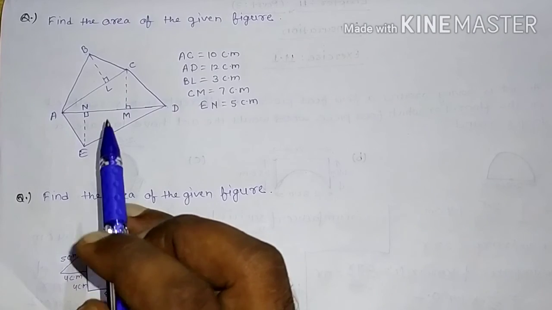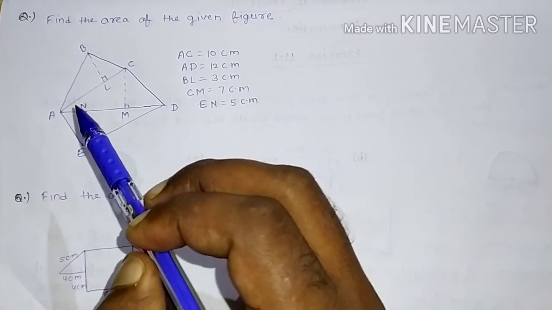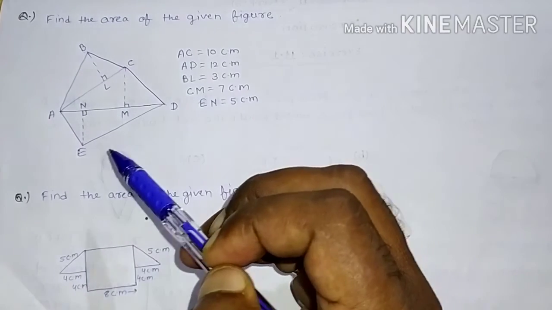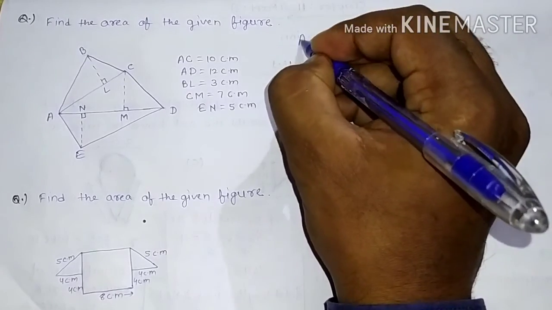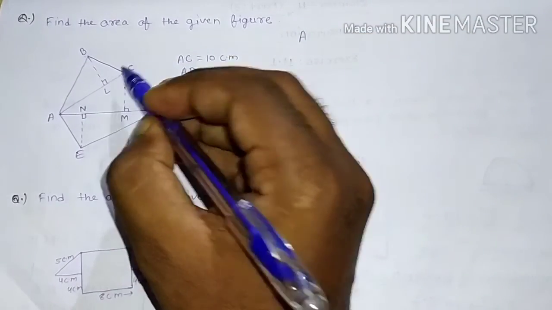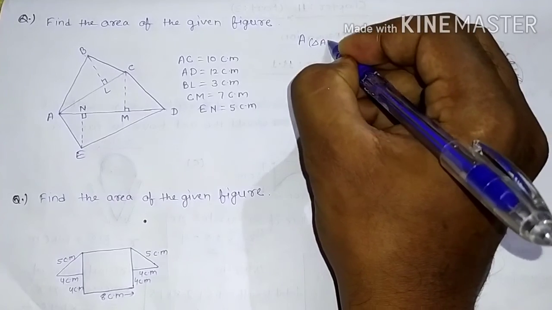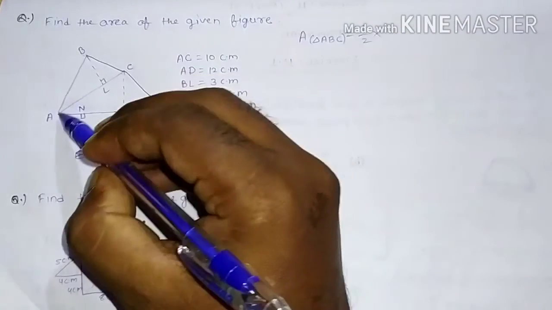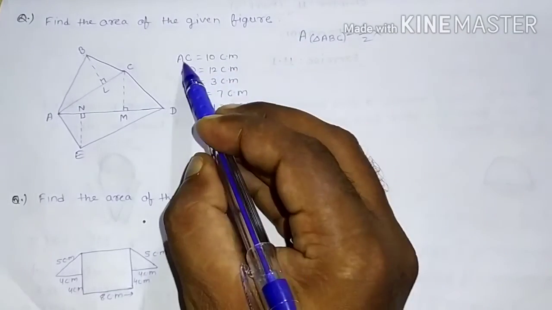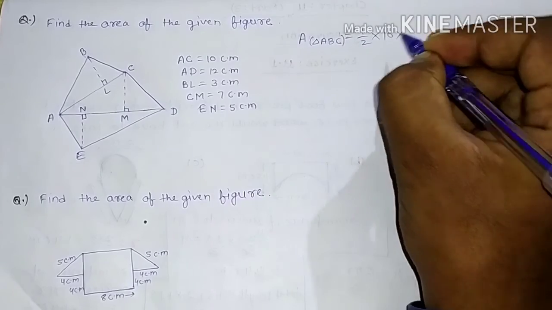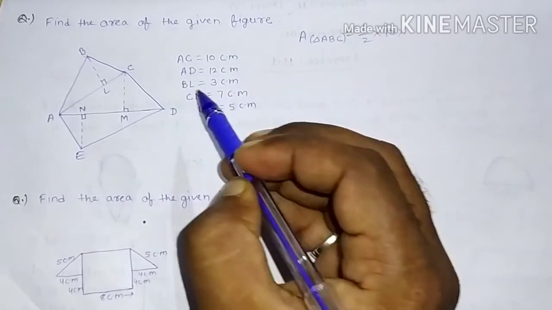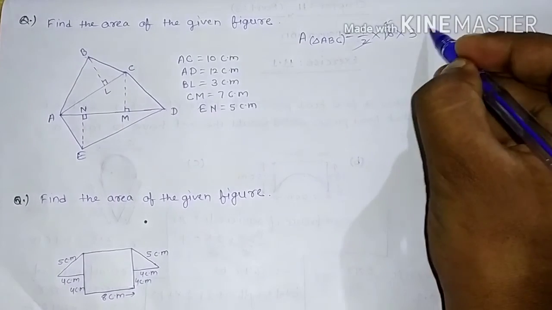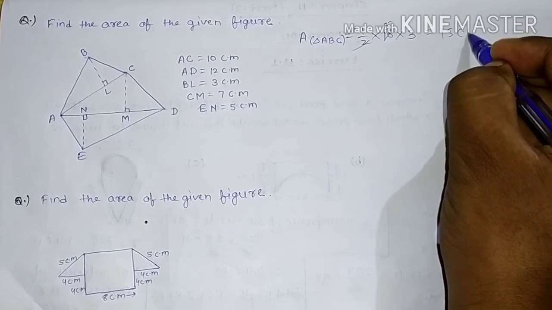Now simply we have to find the area of this figure. Now just find the area of these three triangles and just add this simply. So the area of triangle ABC, that is half into base, that is AC is the base, so AC is given here 10 centimeter, into height, that is BL, so BL is 3 centimeter. Now just simplify it. 2 5 are 10 and 5 3 are 15 centimeter square.